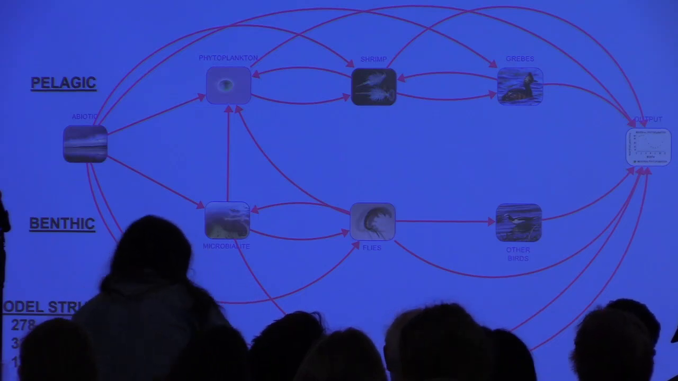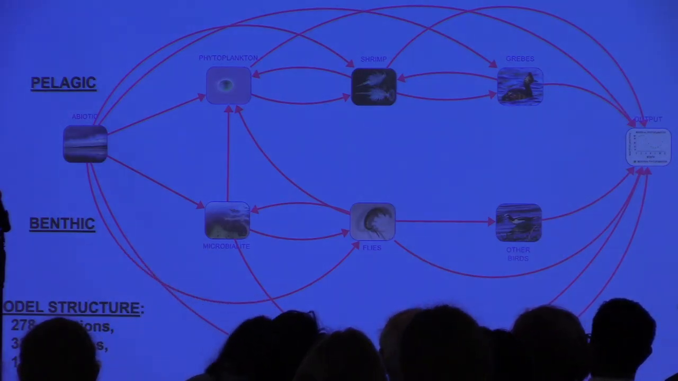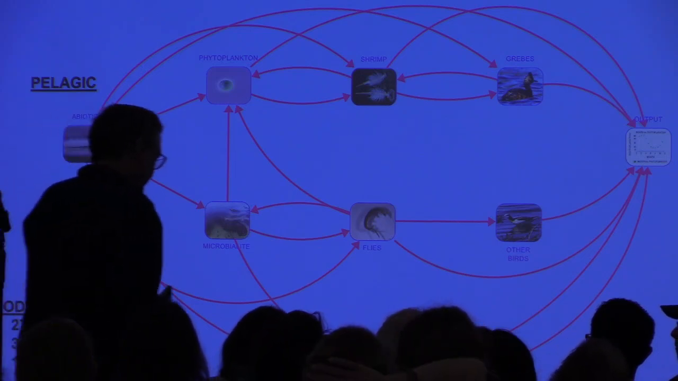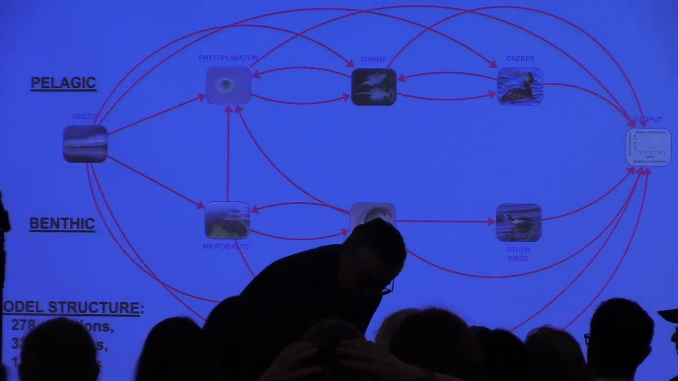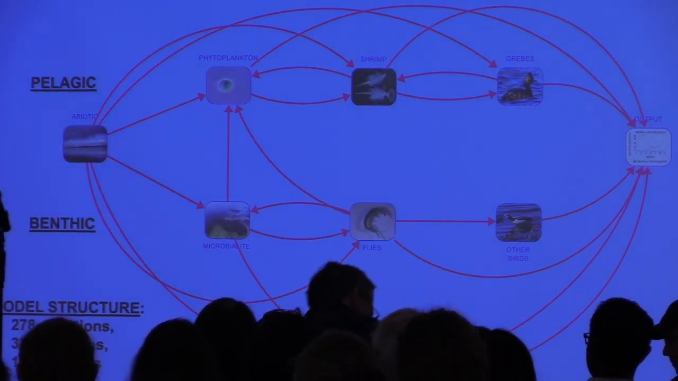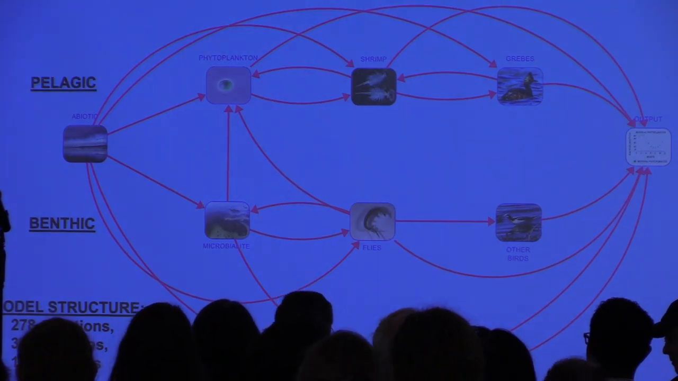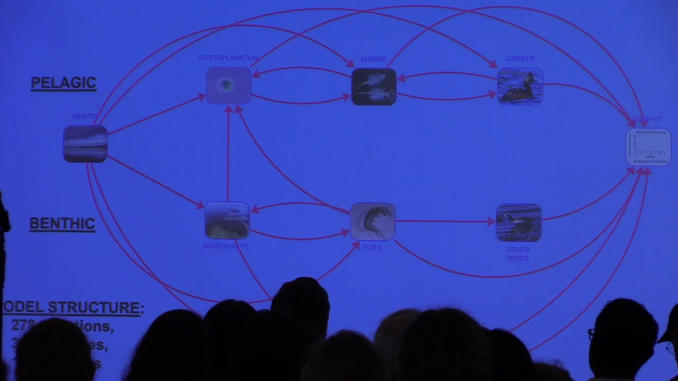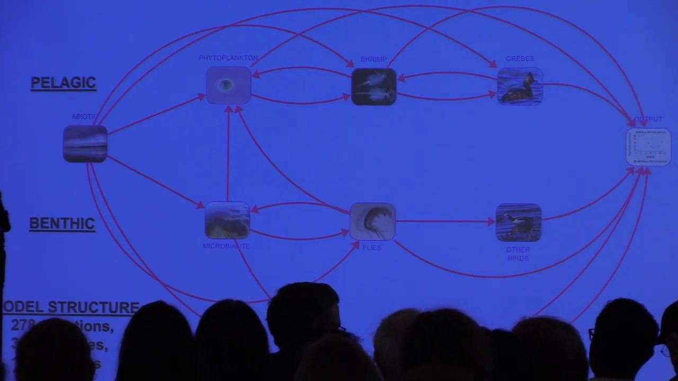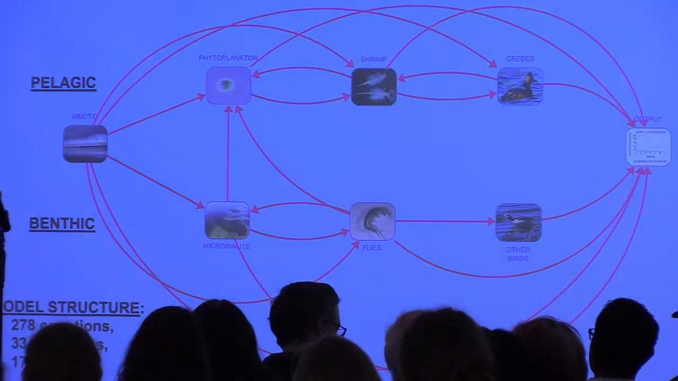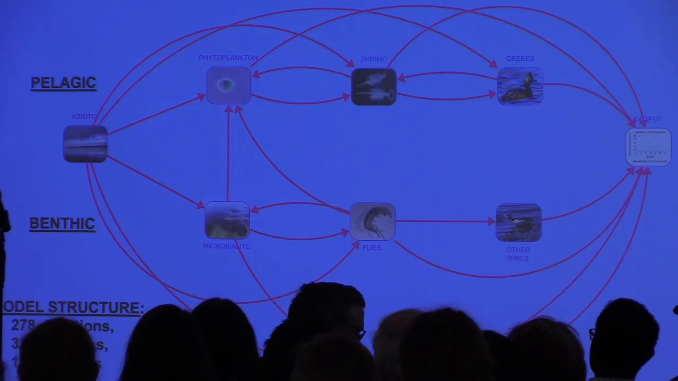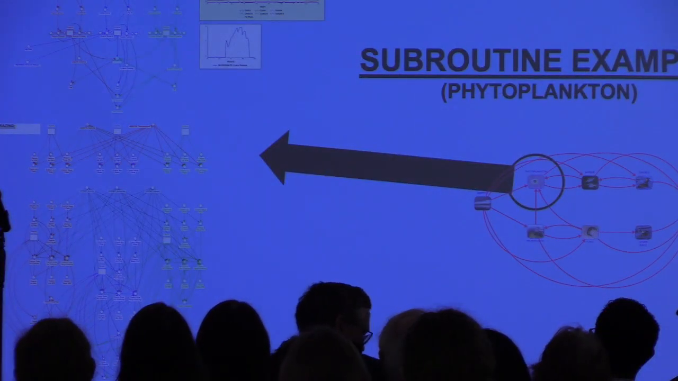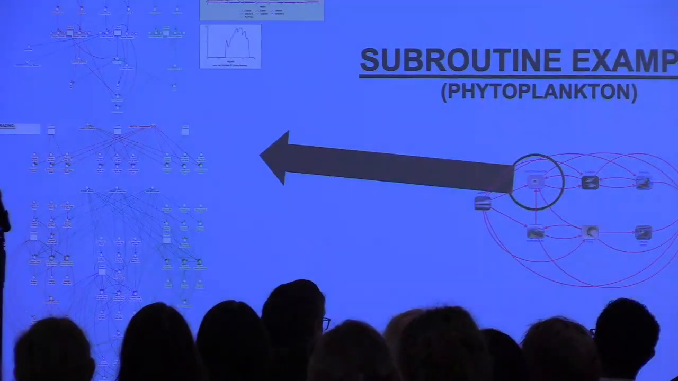This model is very, very large: 278 equations, 334 variables, and 17 constants. And those constants are more than one number because if you think of it, salinity is 12 months out of the year, so you have 12 values. Temperature is 12 months out of the year, so you have 12 different values going into the model. I'll give you an idea of what the model looks like.